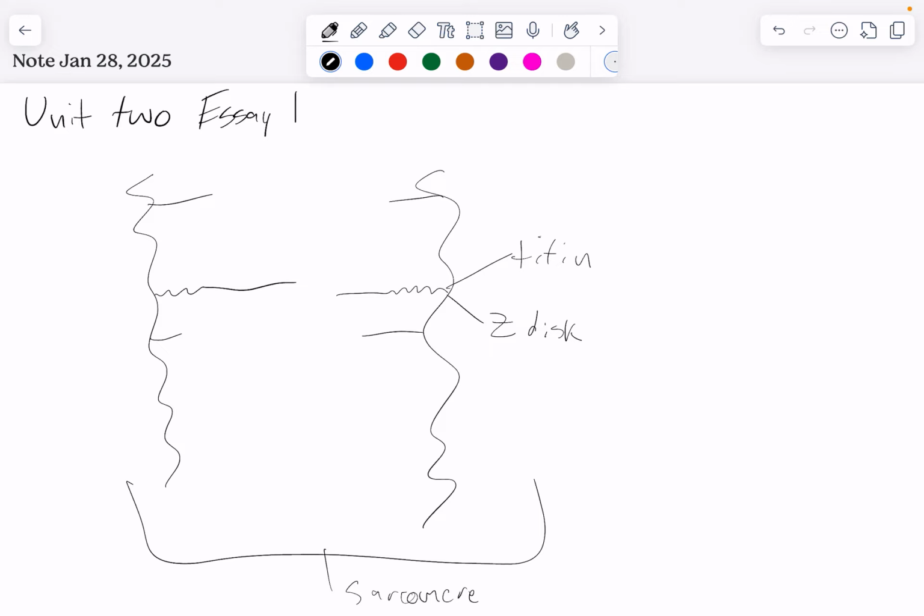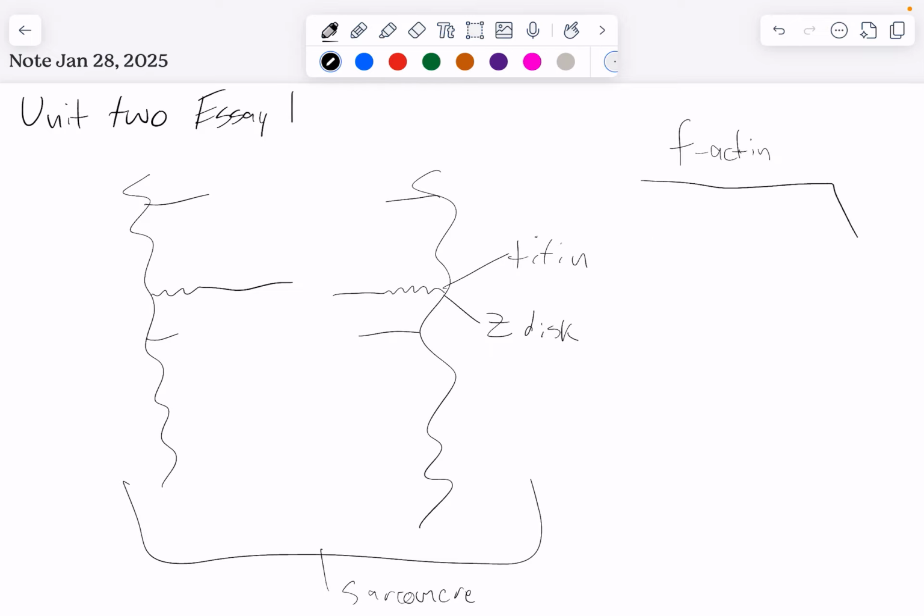And then we also have a couple other things on here. We've got F actin. This is G actin. So this G actin has like little binding sites. Oh boy, it doesn't look very good, but that is the G actin. Okay.